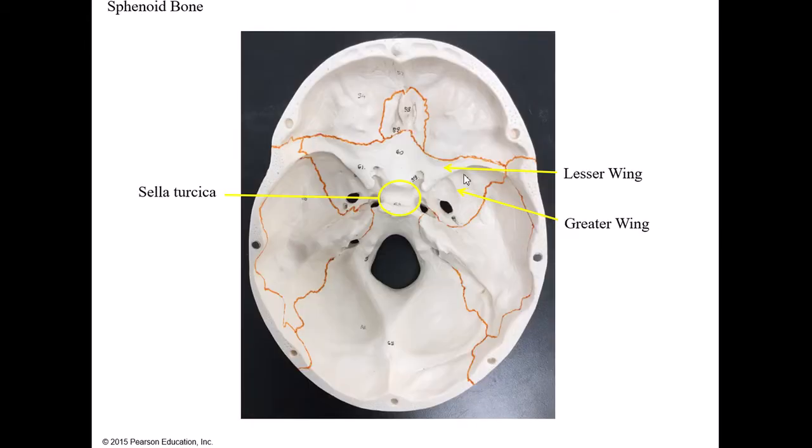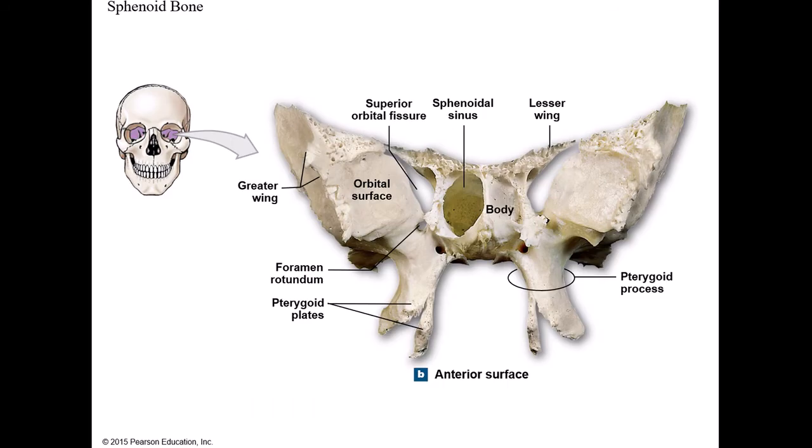So on our model, forming the whole middle cranial floor, this is the sphenoid. Here's our sella turcica, greater wing, lesser wing. We want to be able to identify that greater wing because there are some holes in here that we need to identify, and we'll do that in a future lab. Now, hanging down from the sphenoid bone are two downward projections. So this and this are known as the pterygoid processes.